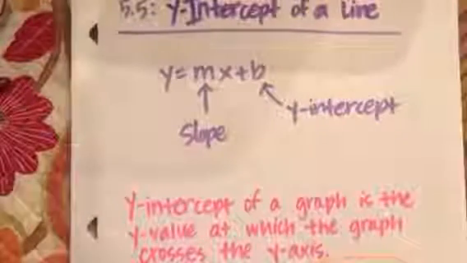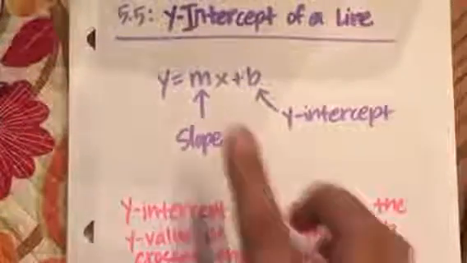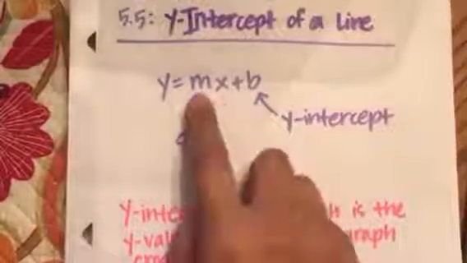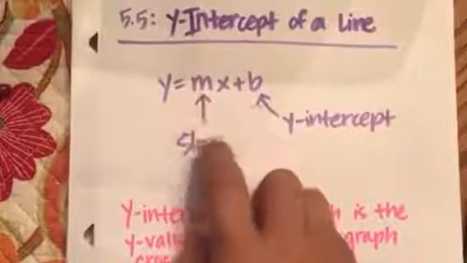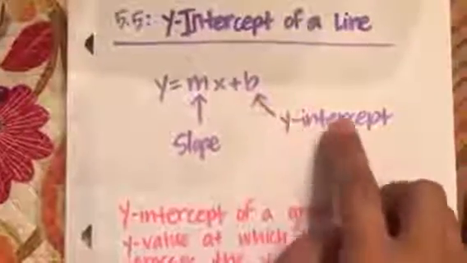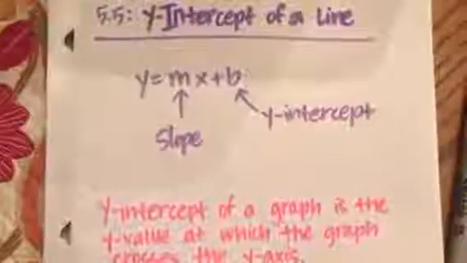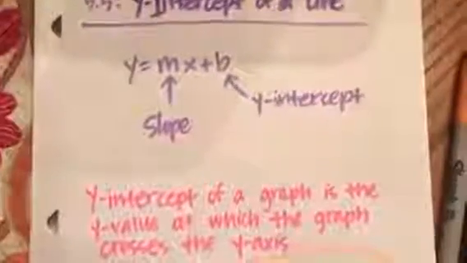All right, in lesson 5.5, we're going to talk about the y-intercept of a line. When we look at equations in the format of y equals mx plus b, the number in front of x, represented by m, is always the slope, and the constant by itself is always your y-intercept. The y-intercept of a graph is the y value at which the graph crosses the y-axis.